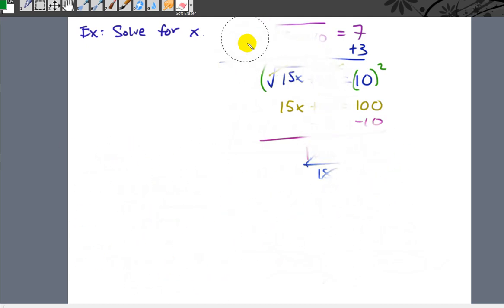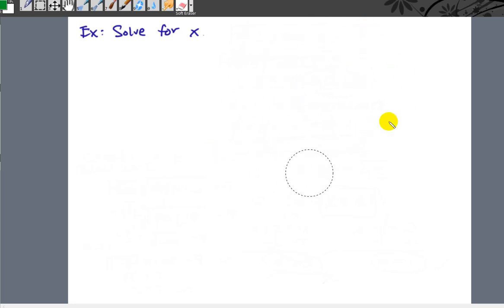Okay, so the last example that I have looks something like this. Let's say I give you 4 times the square root of x plus 3 equals 8x. Again, our goal is to isolate this radical somehow. In order to isolate the radical, we need to get rid of the 4. So we can divide both sides by 4.